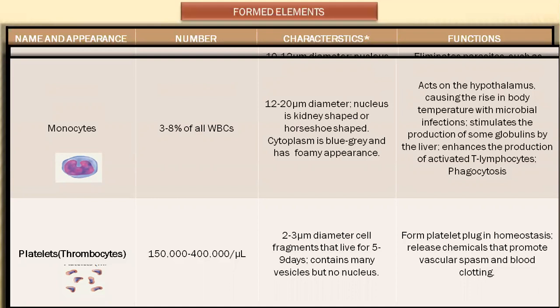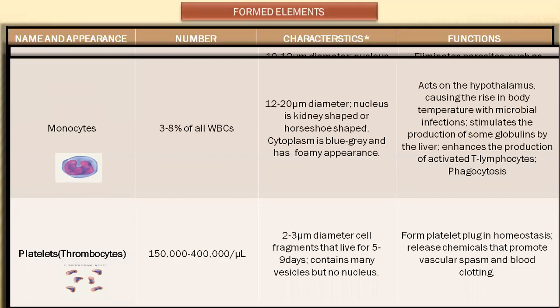In terms of function, they will act on the hypothalamus, sometimes causing a rise in body temperature. So when you have a microbial infection or bacterial infection, you find that the monocytes are the ones that will go and stimulate the hypothalamus to cause a rise in body temperature, in terms of fever, because when you're fighting these microbes, if you increase the body temperature, then the microbes won't operate well in high temperature. Hence, they'll be more prone to other cells, or the immunity will destroy them very fast.